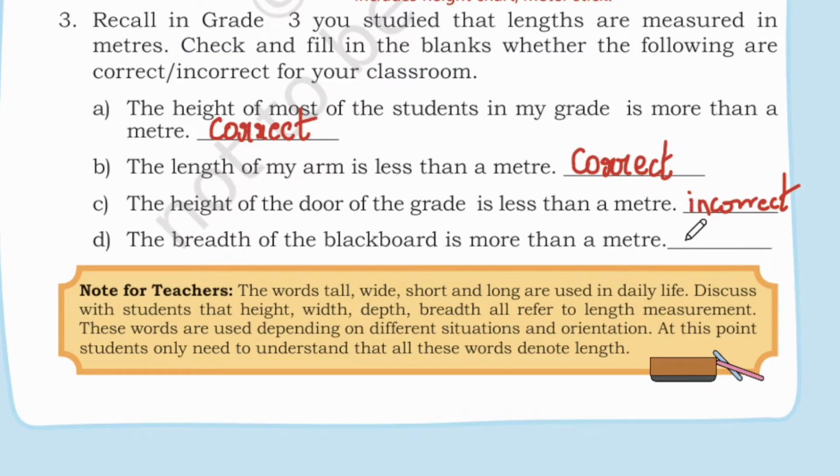Yes, correct. The breadth of the blackboard is more than a meter. If you want, I can create a few more. Like the length of the eraser is less than a meter. Yes, it will be 1.5 centimeter. Yes, you can write correct. Then the length of the 12 centimeter scale is less than a meter. Yes, less than a meter, you can write.